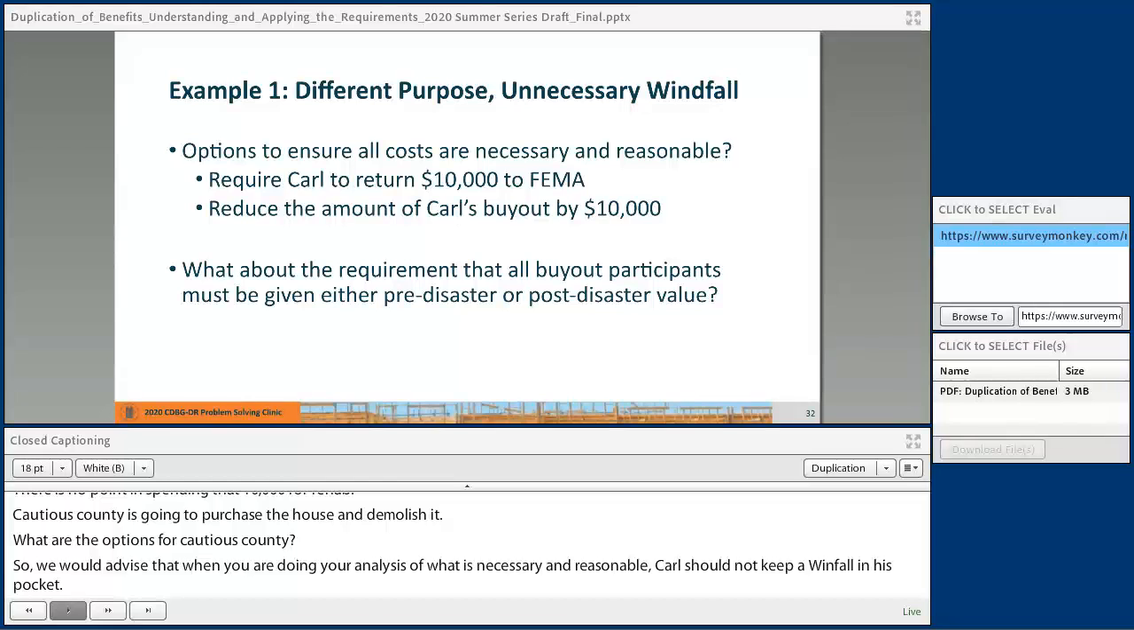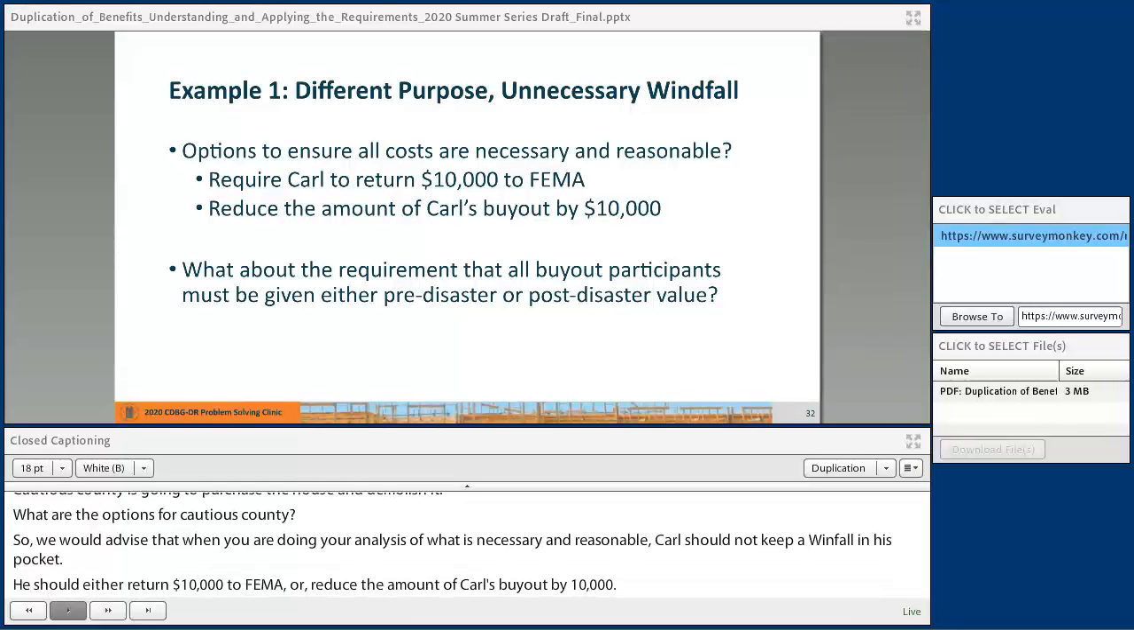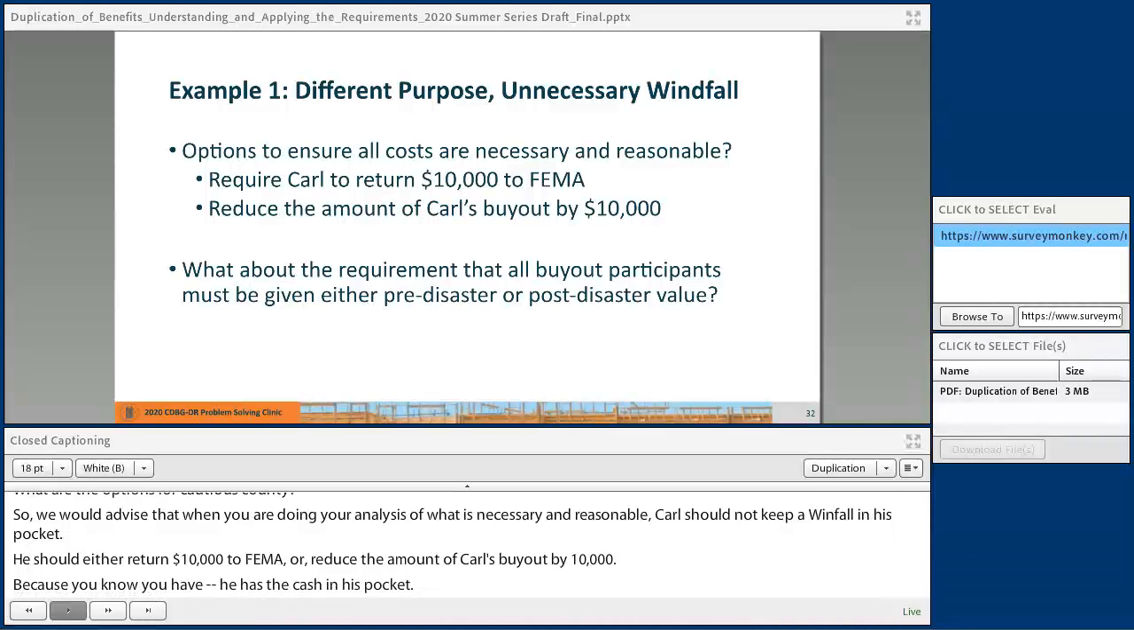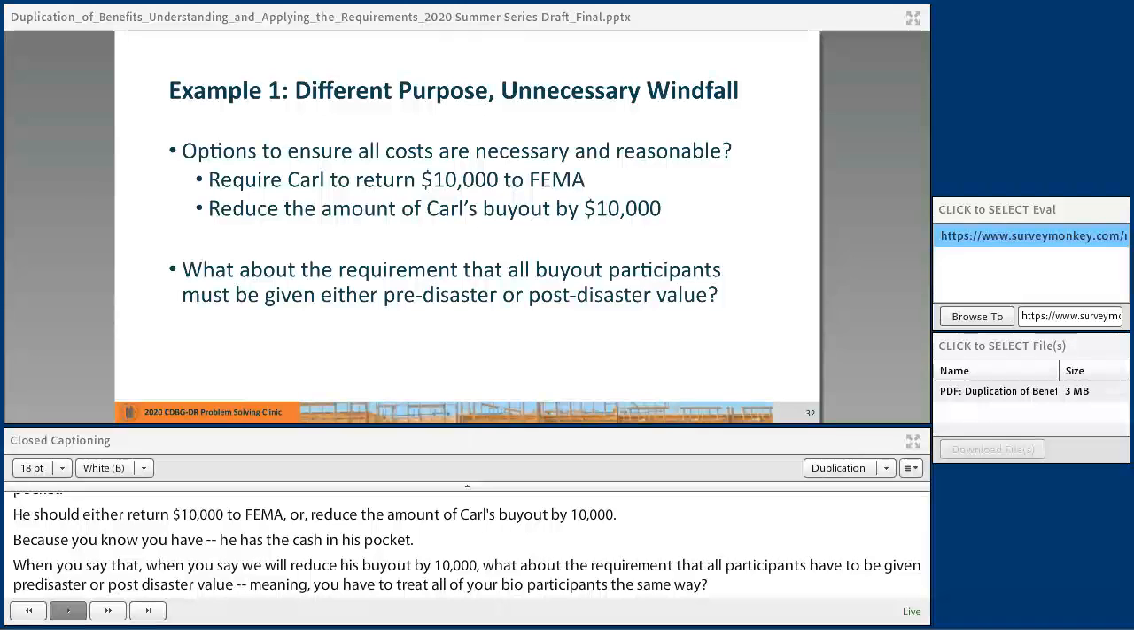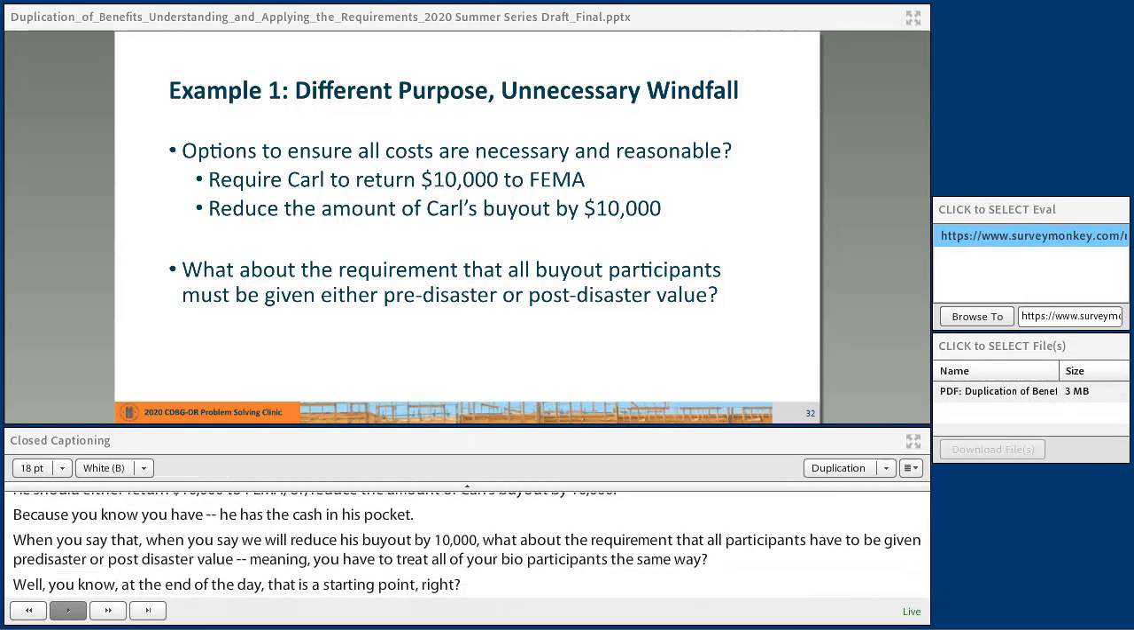And so when you say, oh, well, reduce Carl's buyout amount by $10,000, what about the requirement that all buyout participants have to either be given pre-disaster or post-disaster value, meaning you have to treat all of your buyout participants the same way? Well, at the end of the day, that's a starting point, right? We did not start with the post-disaster value in Carl's case. We started with pre-disaster value, which was $140,000.